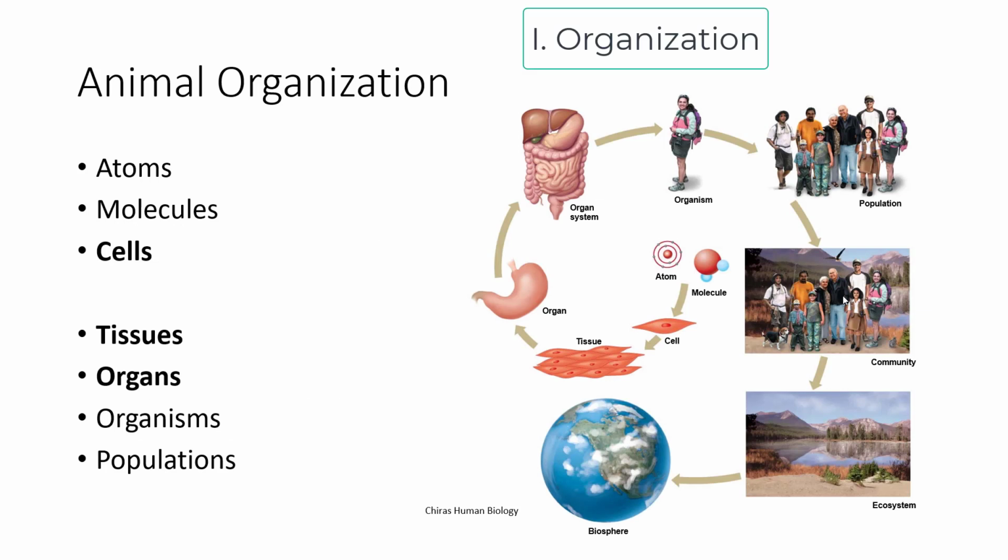How are animals organized? Well, we've covered in Bio141 how atoms are organized into molecules and how molecules are organized into cells. In Bio142, we're going to take a look into how tissues are put into organs and how organs are put into organisms. We've already looked at populations with Hardy-Weinberg equilibrium.